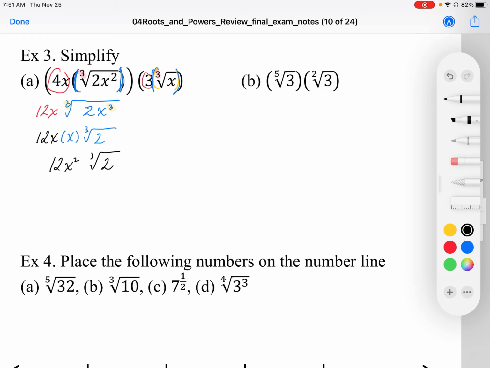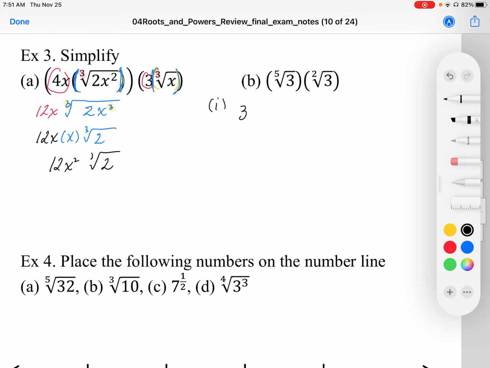For B, the indexes don't match, so we can't multiply these together as is. But what we can do is treat this as an exponential problem, or we could also power the index up and down using a ratio of outside and inside. So I'm going to show it two ways. The first way looks like this.